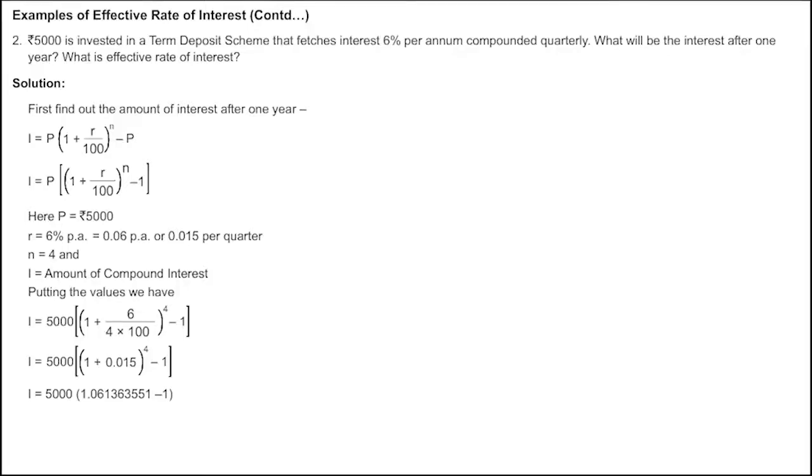So we have our 5,000, open the bracket, 1.061363551 minus 1. So inside the bracket, when you subtract both the values, you get 0.061363555. This value, when multiplied by 5,000, gives the interest as 306.82. So we got the interest, and we know the effective rate of interest using this formula, where I stands for interest.